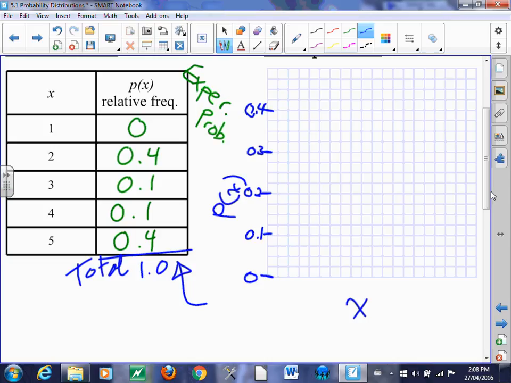Now on the X, let's put our groups. So we can just go by threes. 1, 2, 3, that's group 1. 2, 3, group 2. Group 3.